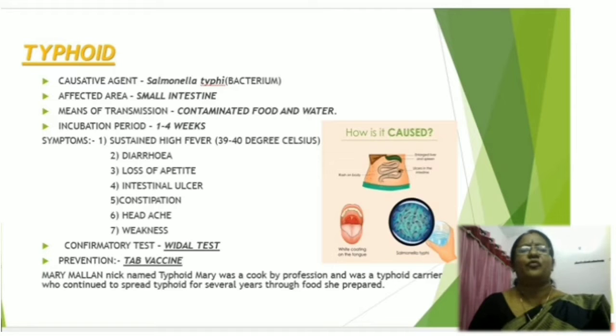So, first one is typhoid. Typhoid is a bacterial disease. It is caused by Salmonella typhi. This bacteria affects the small intestine of human beings.